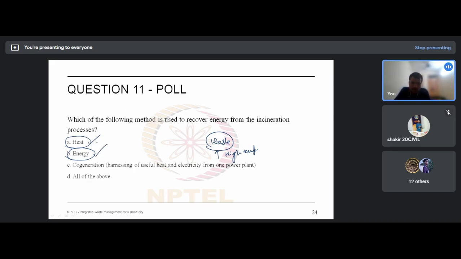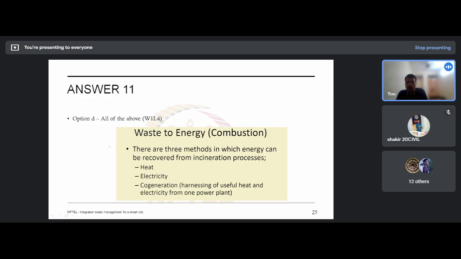They will harness the heat, and they will also use the heat for turning turbines to form energy. So it will be called cogeneration. All these three things happen. So A, B, and C all are correct, so it will be option D. It was a bit confusing between C and D, I would agree, but you should not be confused. Heat, energy, and cogeneration, all these are used to recover energy. So the correct answer is option D, all of the above.